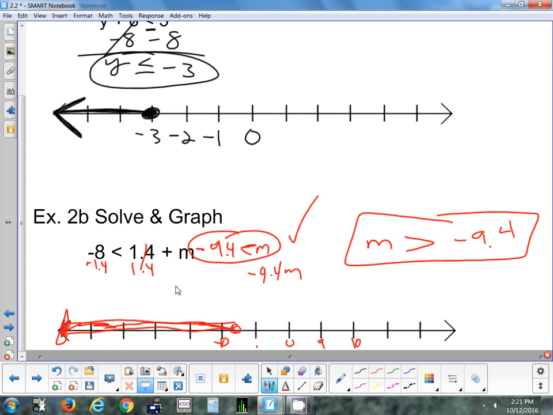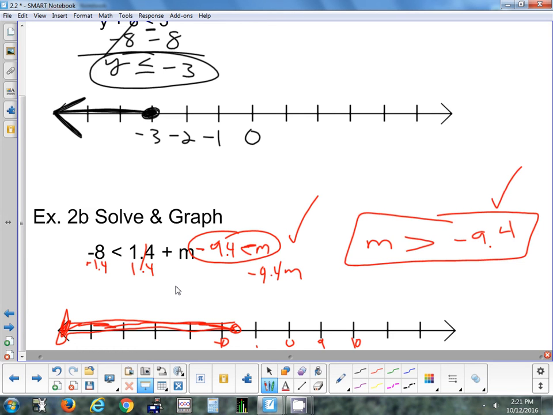All right, so that's what I just checked off. Those two things are exactly the same. Which one do you think I like better, the one on the left or the one on the right? The right. Why? Because the letter comes first, and that tells me which way the line is going, which way I should be shading.